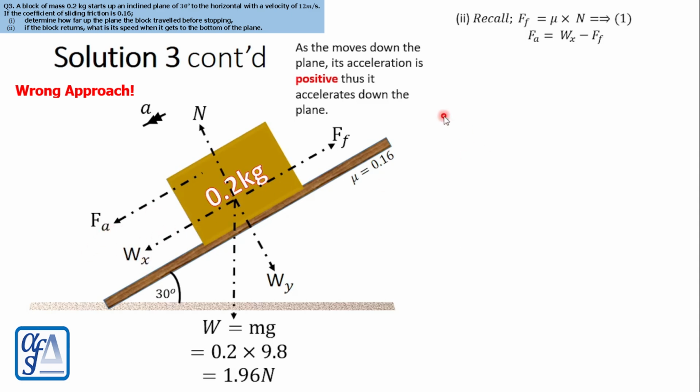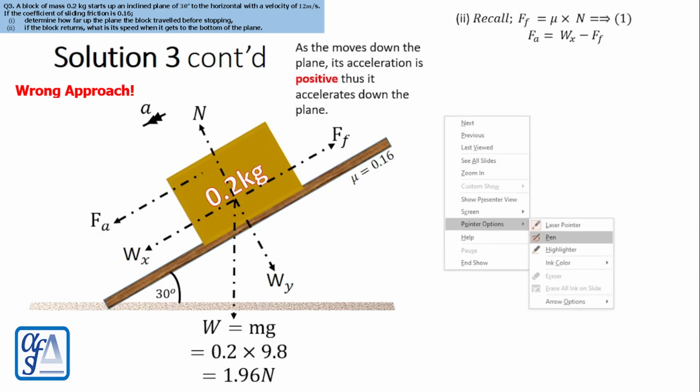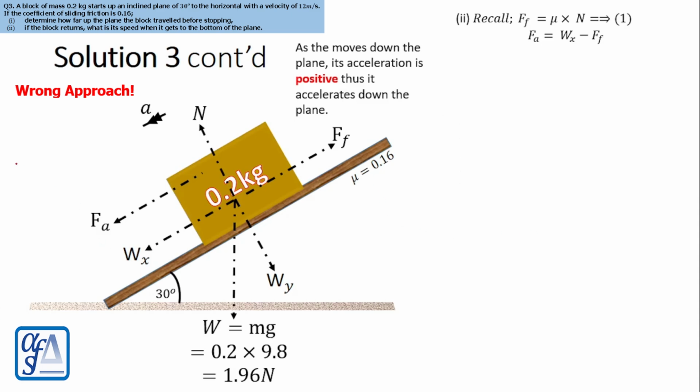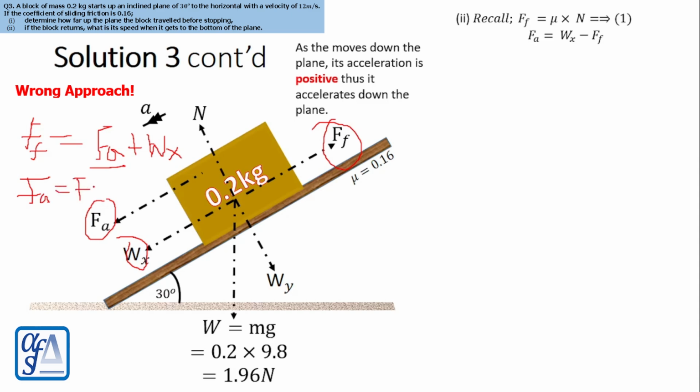That means, let's look at it together. So let's look at the pointer, the pen. So we have the pen. Now that means this is going up, okay? And here is going down. So what does that mean? That means F_f will be equal to F_a plus what? W_x. So making F_a the subject, that means you're going to be having, now, there's a problem here, which I'm going to explain. It's going to be F_f minus W_x. This is not going to be true.